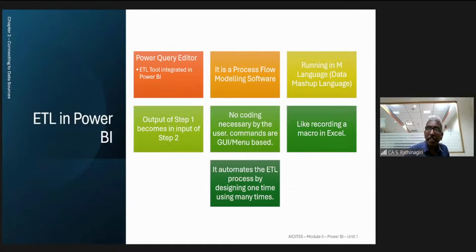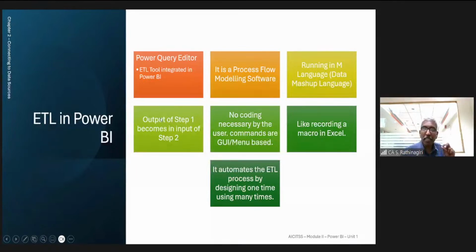Now let us go to ETL in Power BI, how it is working. So there is one editor called Power Query Editor. It is a process flow modeling software. It is an engine that you are designing. Try to think about an engine where if you give an input, an output will come. But you are creating an engine now. That engine is created by using a new language called M language. Why is it given the name M language? It is data mashup language, but entirely GUI based, graphical user interface based, no coding is necessary.